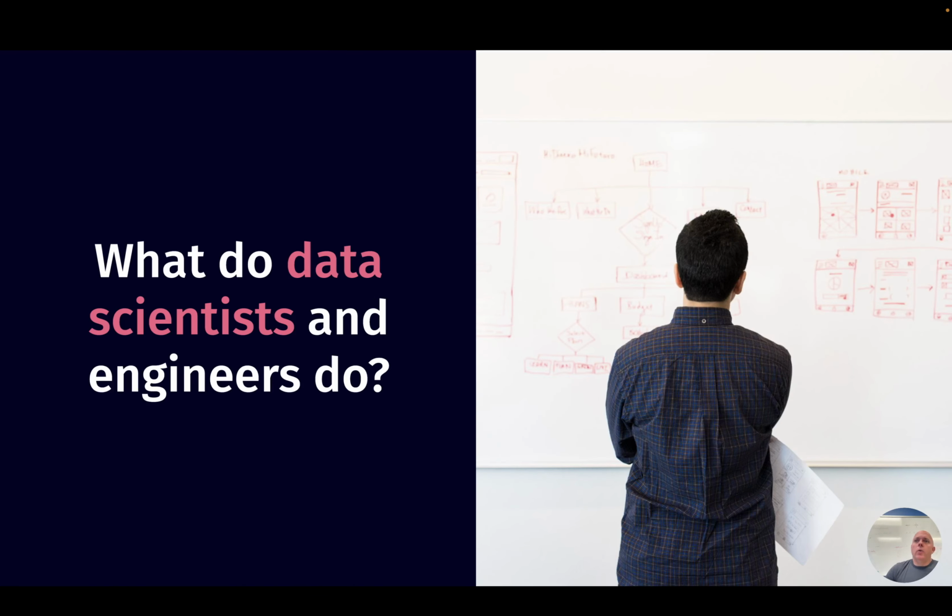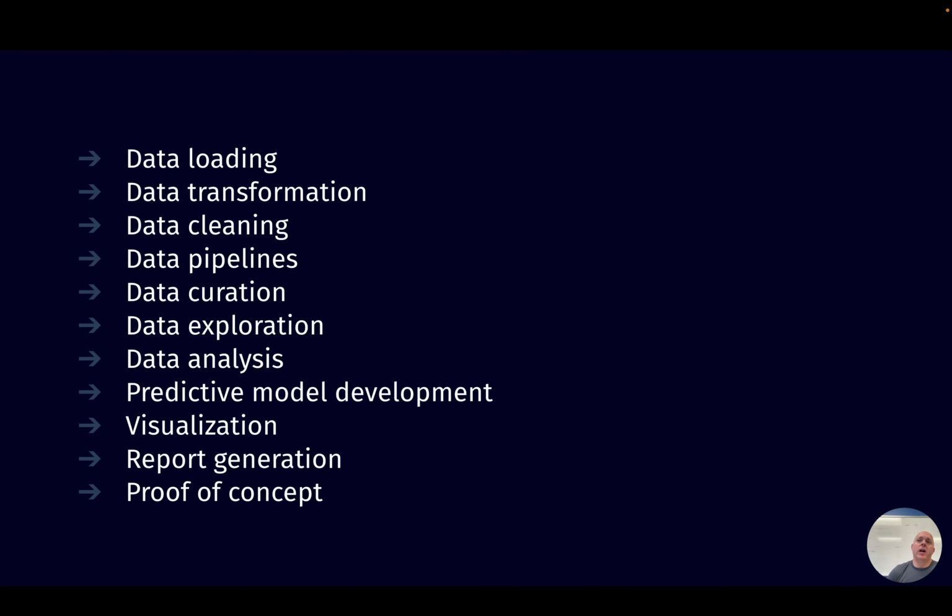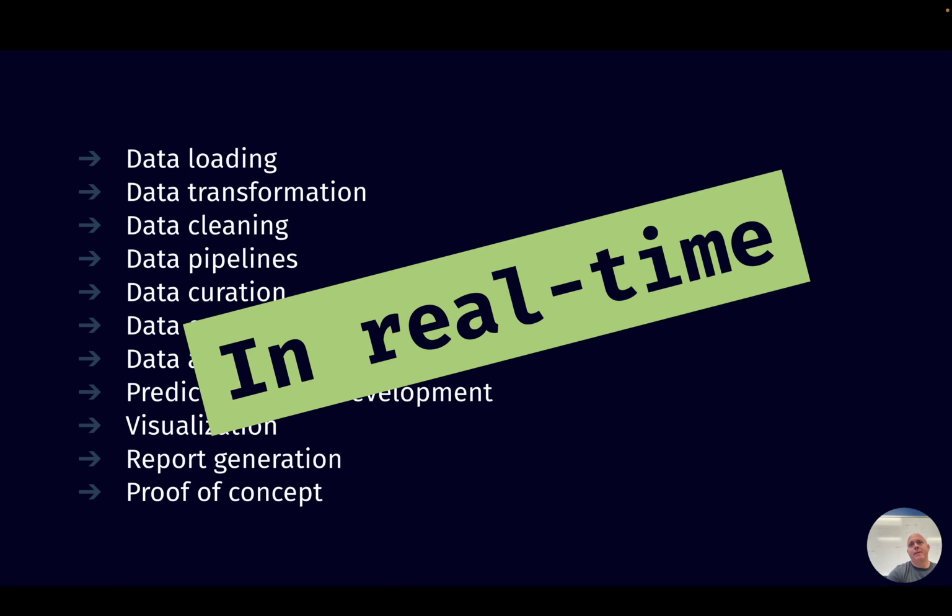So what do data scientists and data engineers do? It's an important question to ask as we look at real time. As a group, we do data loading, data transformation, data cleaning, data pipelines, data curation, data exploration, data analysis, predictive model development, visualization, report generation, and we create proofs of concept. And as we move into real time, we need to do each and every one of these things in real time.